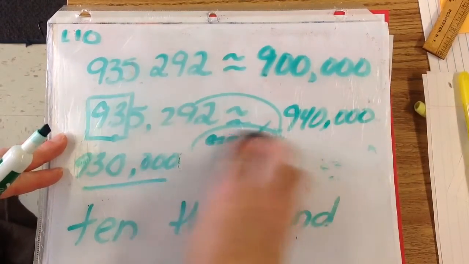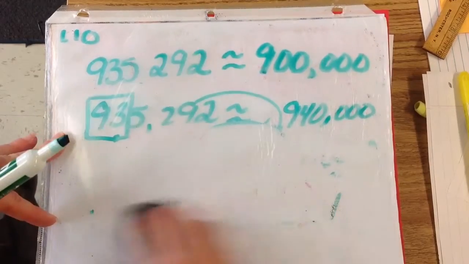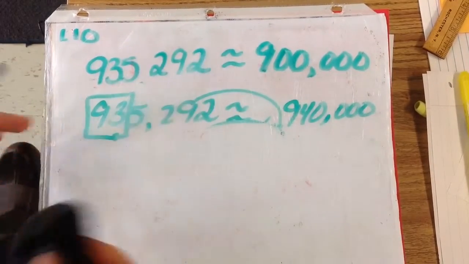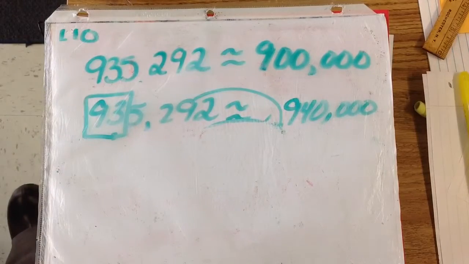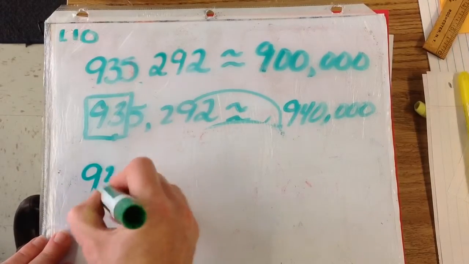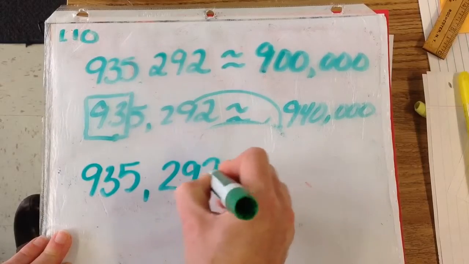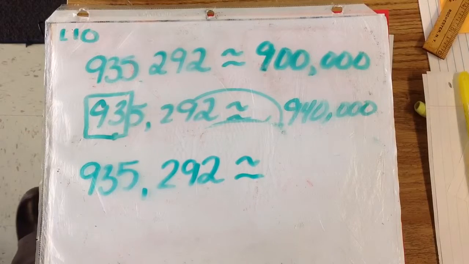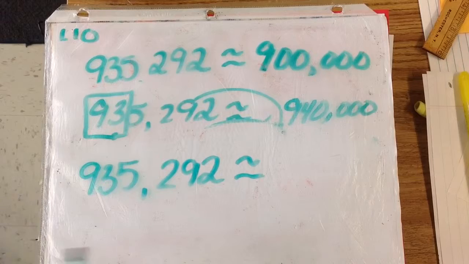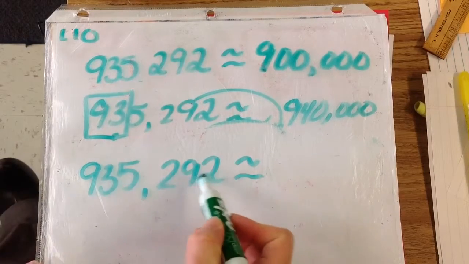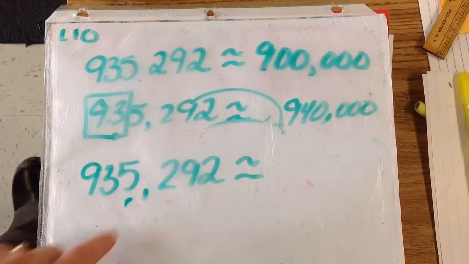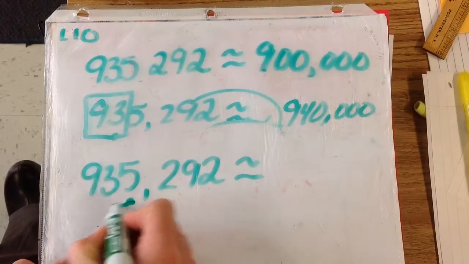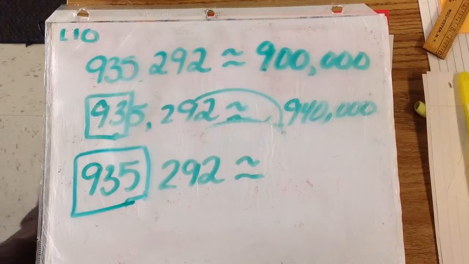Now, we can even round to a smaller place to make it even more accurate. So let's do that. 935,292 is about, we did 100,000s, 10,000s. Now we're going to do the thousands. So if you don't have this written, go ahead and pause while you do that. Ones, tens, hundreds, thousands. Again, it's not just the 5. It's the 5 and everything to the left we look at.